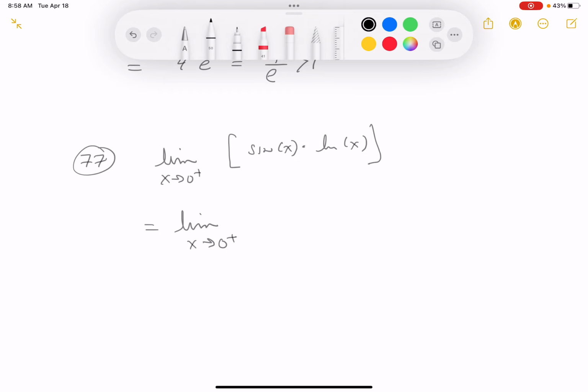So I'm looking at this thing, and the first thing I notice is that the sine function goes towards 0 as you go towards 0 from the right, but the natural log goes to minus infinity. So it's improper. It's indeterminate. So I'm going to write it a little differently. I'm going to try to use L'Hopital's rule. I'll write this as natural log of x over 1 over the sine of x.